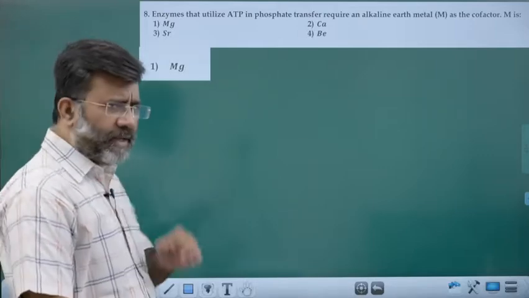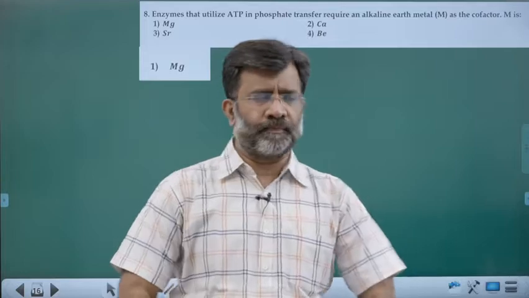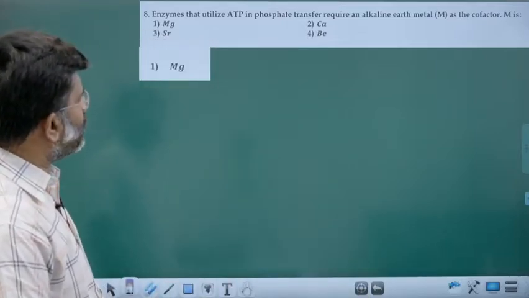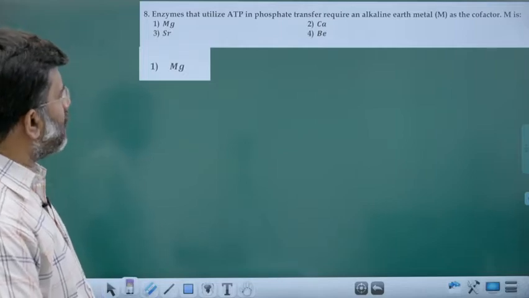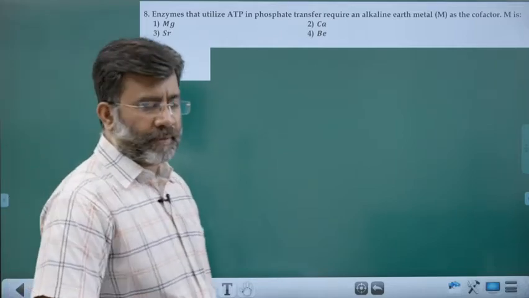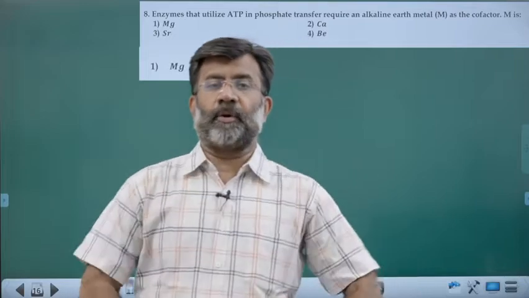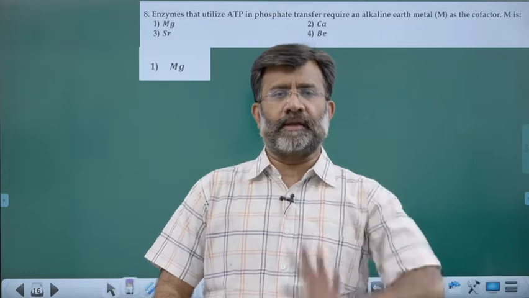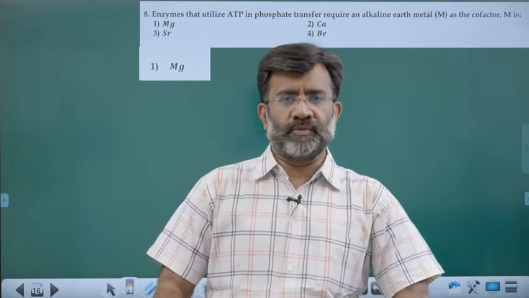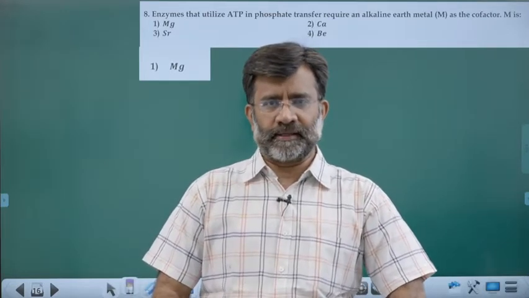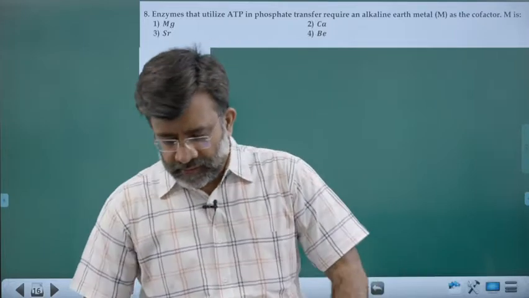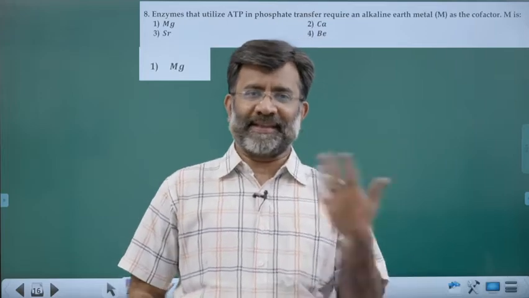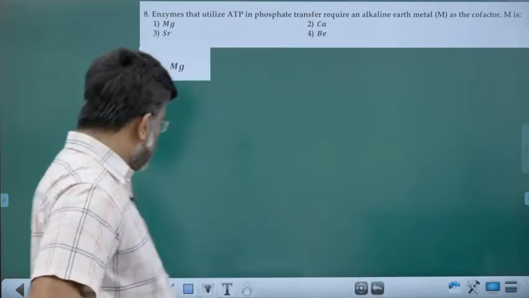You can find the same sentence in the textbook: the enzymes that utilize ATP in phosphate transfer require an alkaline earth metal, which is nothing but magnesium. Similar points are referred to in that one long paragraph. Each line can come as an objective question. Hope you remember the relative quantity of sodium, potassium, etc. Right. Next.